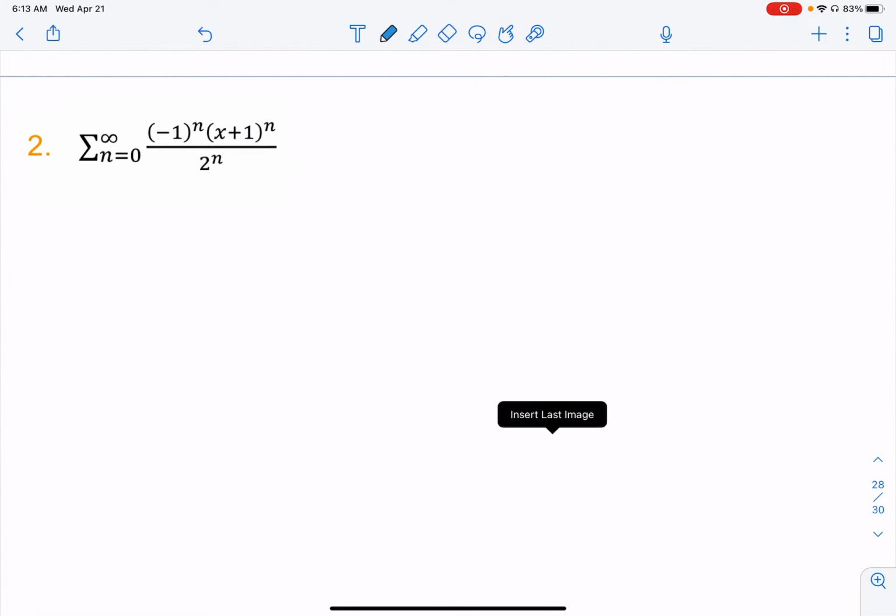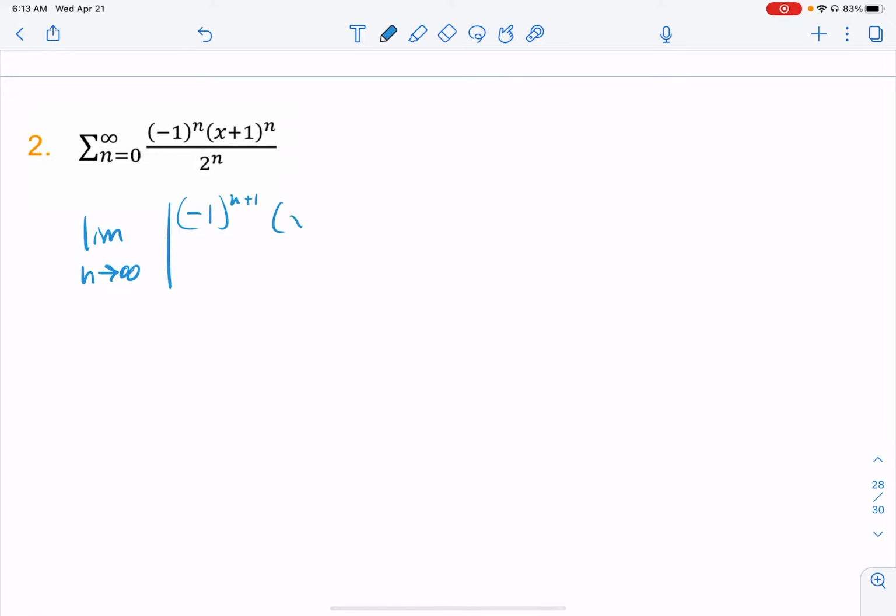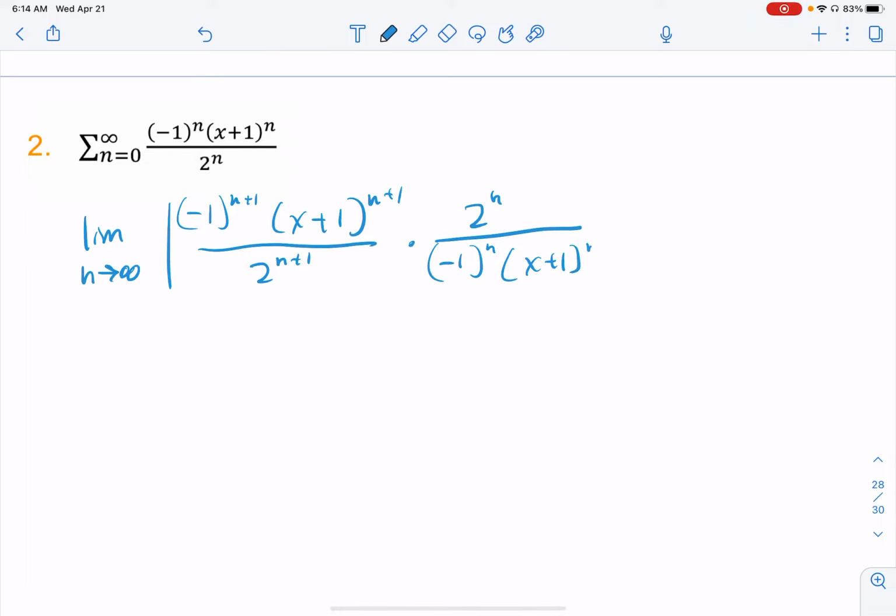I'm going to take the limit as n goes to infinity. I'm going to have to multiply by the reciprocal again, so negative 1 to the n plus 1, x plus 1 to the, don't forget your 1, to the n plus 1 power over 2 to the n plus 1 power, times the reciprocal, 2 to the n over negative 1 to the n, x plus 1 to the n. Okay, cancel stuff.